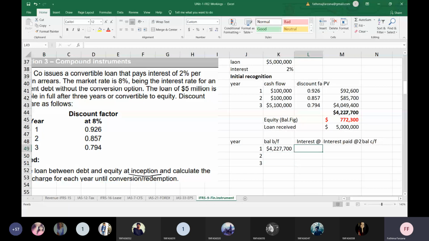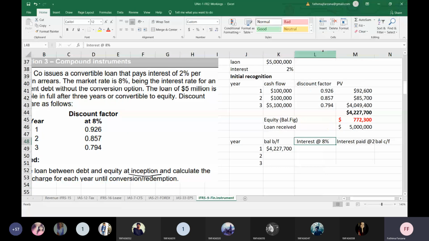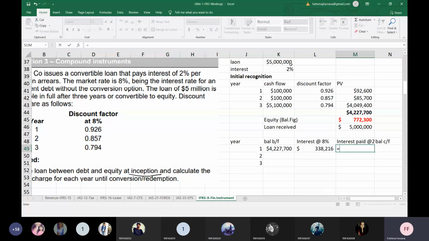So for this, how much is the interest? If you see here, I'll just expand it a little bit. Okay, interest is at 8%. So it is equal to this into 8%. Same step which we did in the beginning. We'll be calculating. And am I paying this 8%? Actually, how much am I paying every year as interest? 2%. 2% of what? 4.227 or 5 million? 5 million. For 3 years, I was paying on 5 million. So it is equal to this amount.